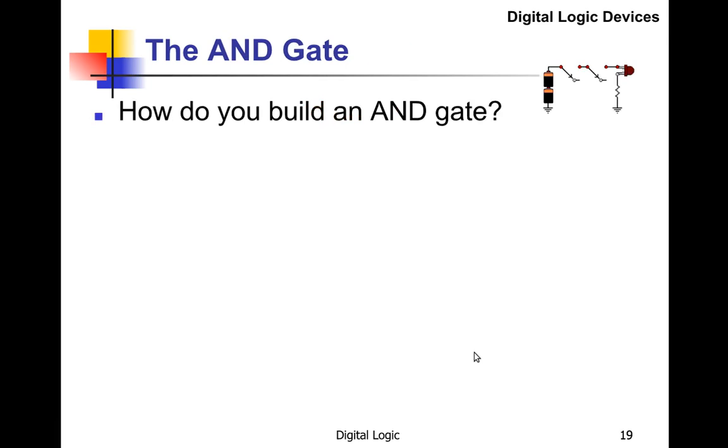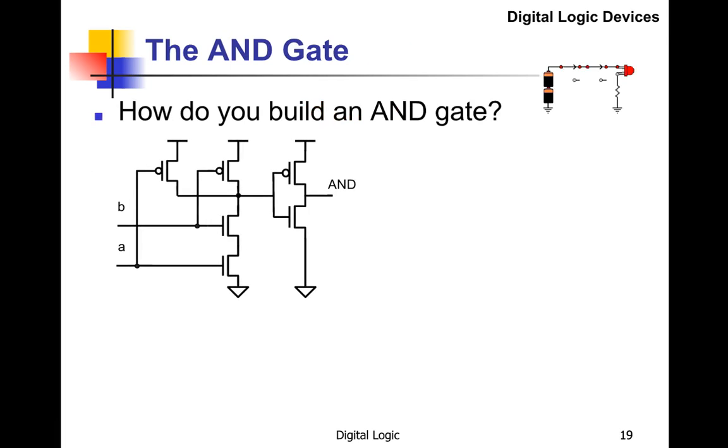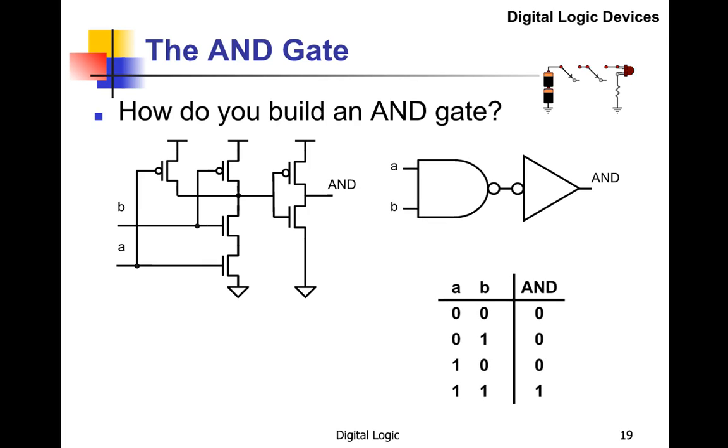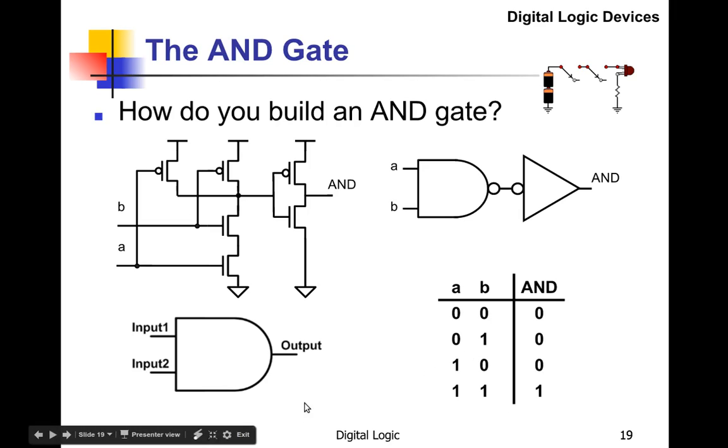So how do we make an AND gate? Well, you're probably catching on here. We start out with a NAND gate, and we add an inverter. And there you have it. There's the truth table. We've got our AND operation. And notice this looks just like the symbol for the NAND gate, except there's no bubble in front.